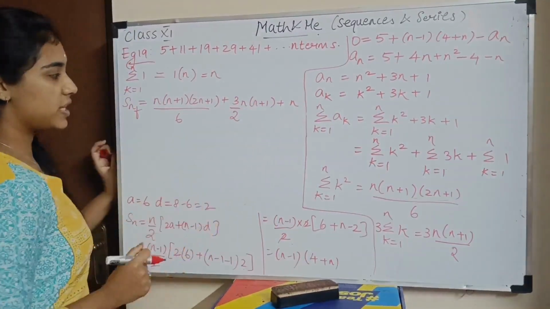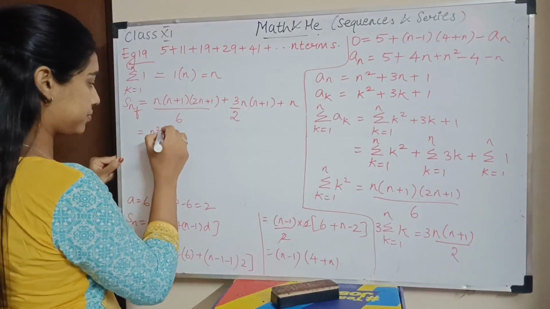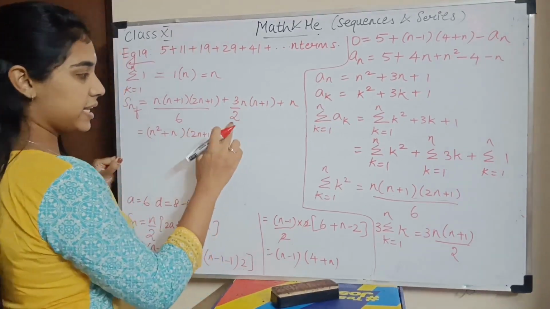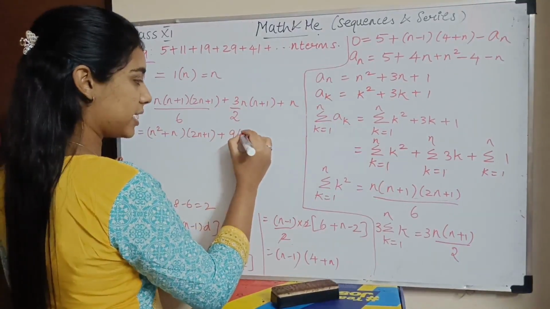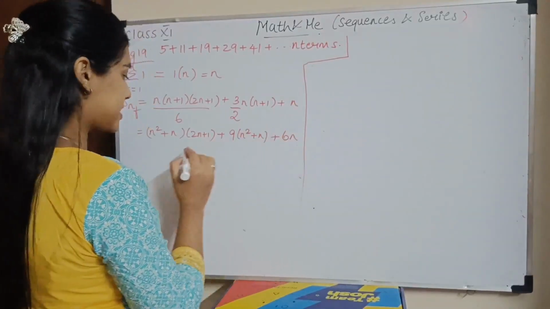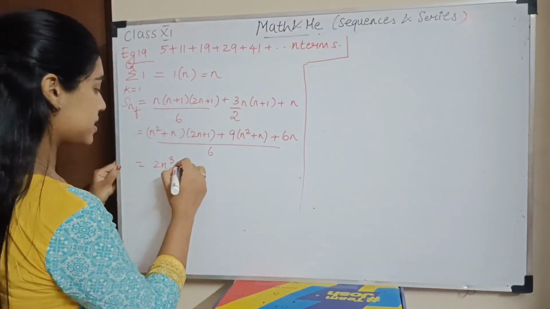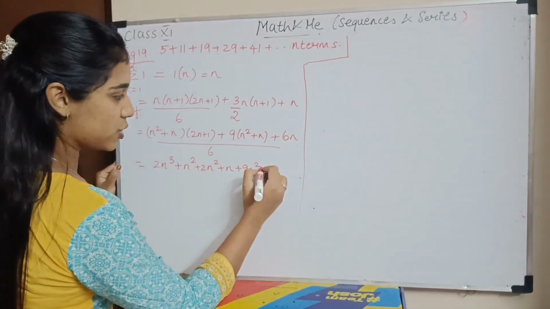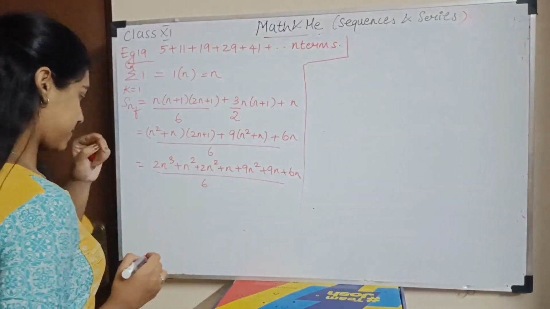Now I'm going to take the LCM of these numbers. So I'm going to multiply this inside. So I have n square plus n times 2n plus 1 plus, in that I need to multiply by 3 to get my denominator to be 6. So it is 9 times n square plus n. So when I take the LCM, what do I have? This becomes 6n divided by 6. 2n cube plus n square plus 2n square plus n plus 9n square plus 9n plus 6n divided by 6.